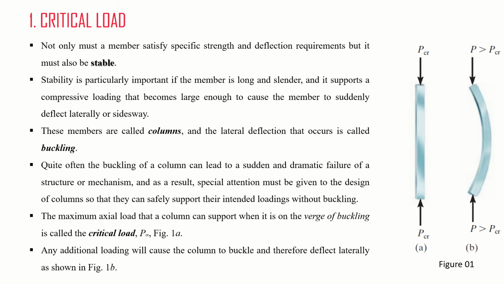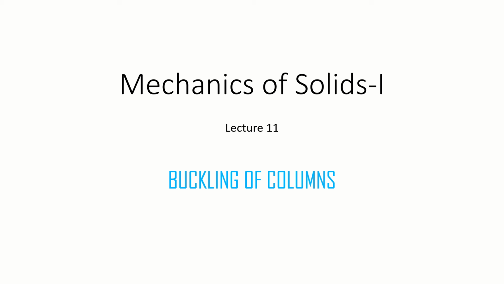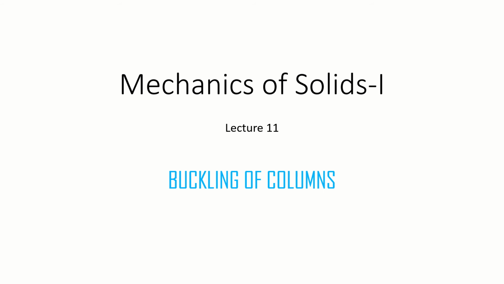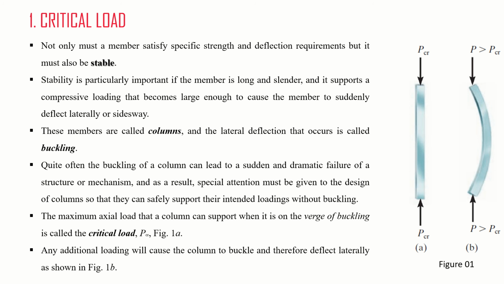Welcome guys to the new lecture, which is about buckling of columns. There will be various topics inside this lecture which we need to understand so that we can completely understand the behavior of columns in buckling. Please keep in mind that not only should a member satisfy the strength and deflection requirements, but it must also satisfy the stability requirements, right?